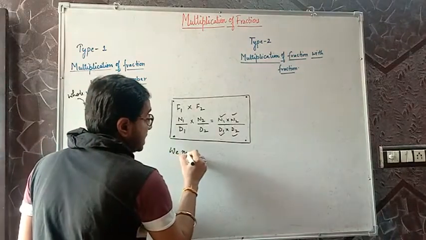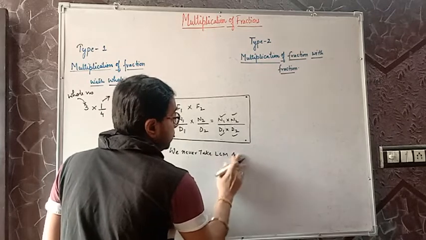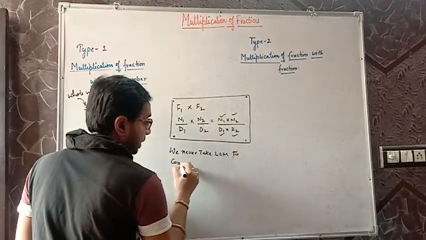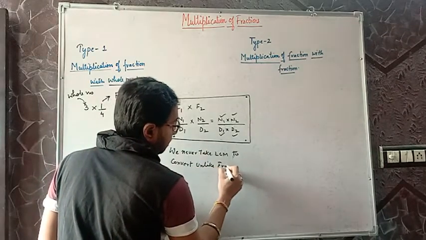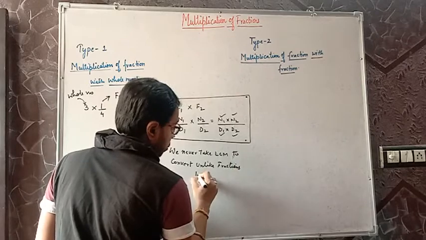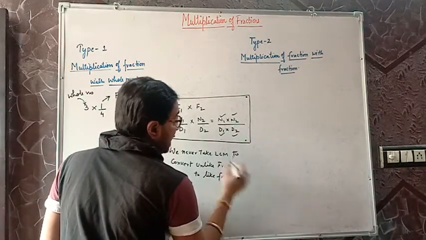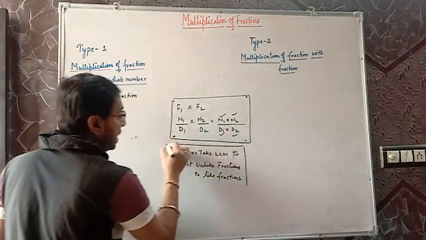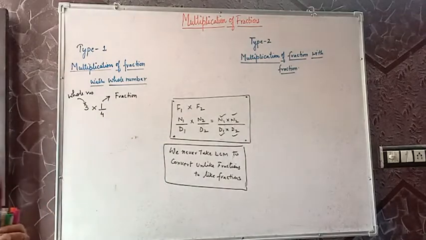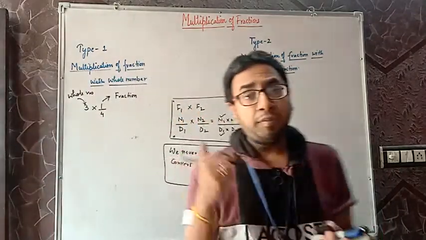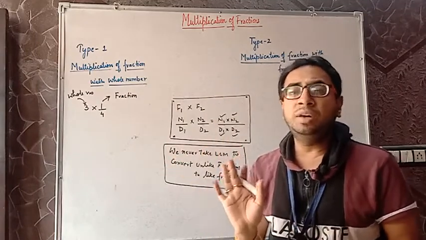We never take LCM to convert unlike fractions to like fractions. We never bother about like or unlike in the case of multiplication. We just simply multiply numerator with numerator and denominator with denominator.